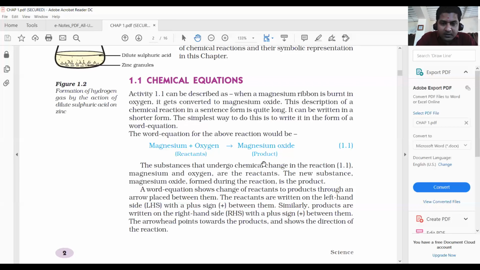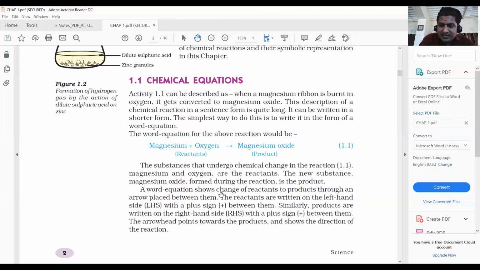The substances that undergo chemical change in the reaction, here magnesium and oxygen, are the reactants. The new substance formed during the reaction, magnesium oxide, is called the product, right?